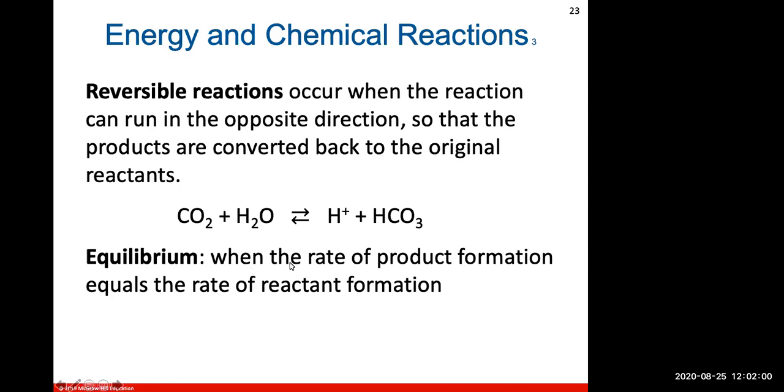Equilibrium is when the rate of product formation equals the rate of reactant formation. So equilibrium just means that any sort of reversible reaction will go forward and backward at the same rate. So one side won't be favored more than the other. It'll always exist in an equilibrium state between products and reactants.